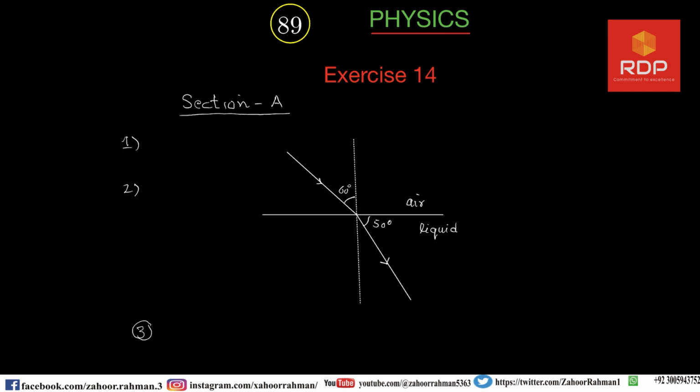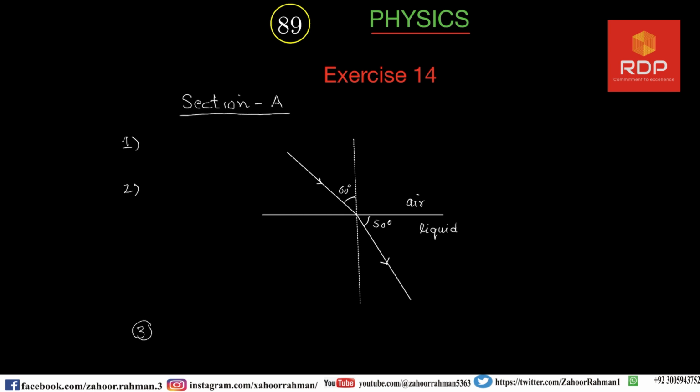Which of the following statements about the size of the image formed by a plane mirror is wrong? They want us to find the wrong statement. Let us discuss the first statement: the image can be taller than the mirror. Yes, this is correct, so this is not the answer because they want us to find only the wrong statement.